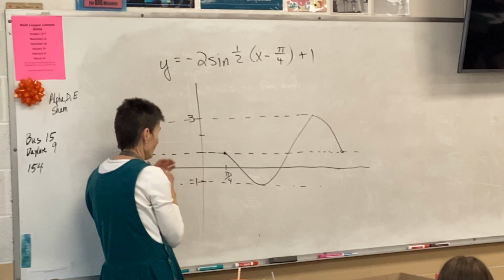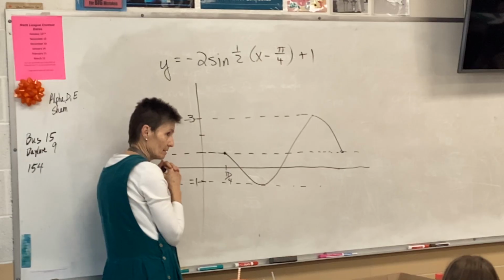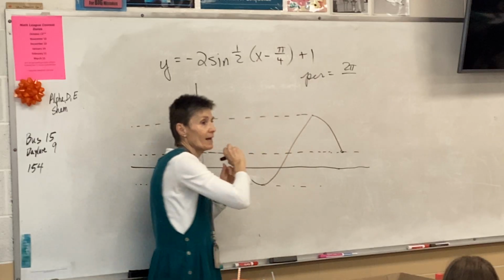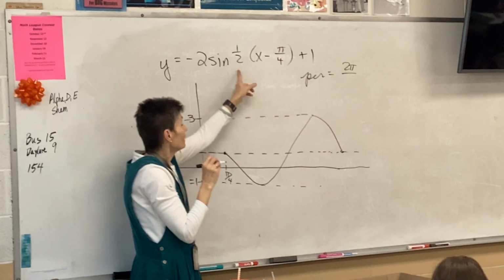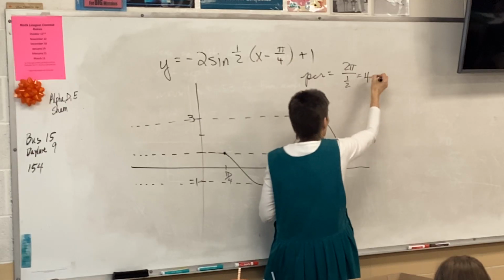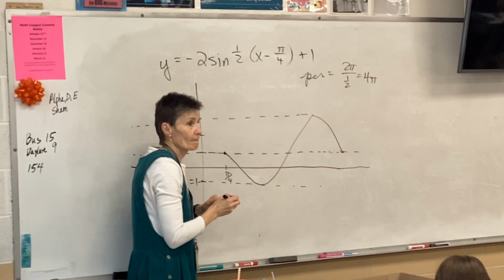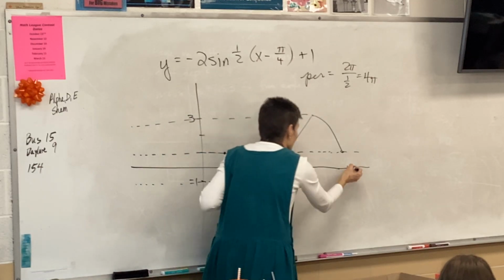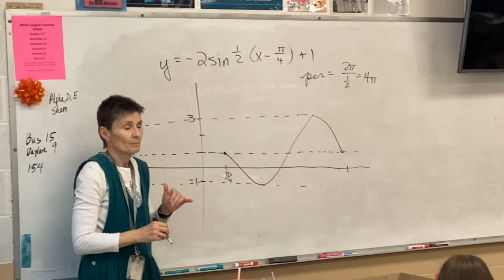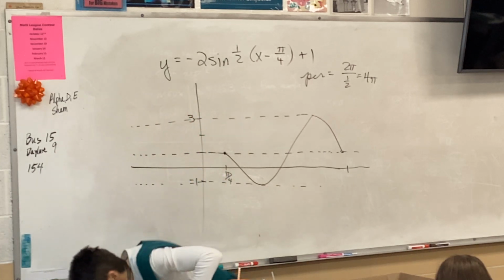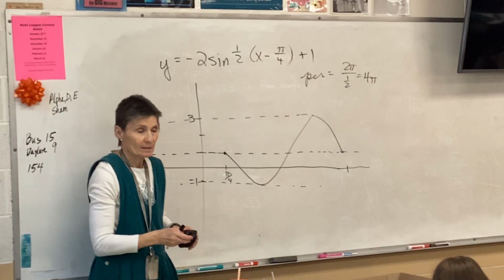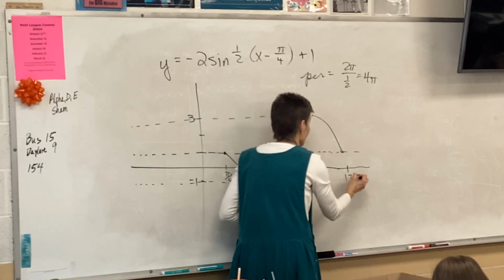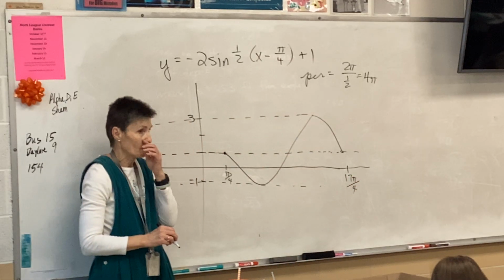So now, I gotta find my period. What's my period? Well, it's supposed to be 2 pi, but I'm dividing by a half, so it's 4 pi. That means your frequency would be 1 over 4 pi. Now, where am I gonna end? Take your starting point and add 4 pi to it. So 1/4 plus 4 is 17/4. That's exactly right. 17 pi over 4.